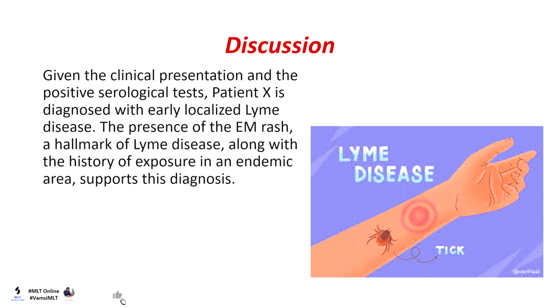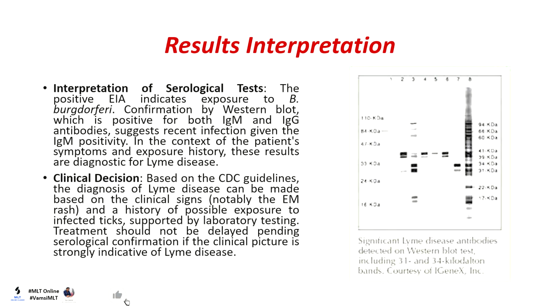The presence of the EM rash, a hallmark of Lyme disease, along with the history of exposure in an endemic area, supports this diagnosis. Interpretation of serological tests. The positive EIA indicates exposure to B. burgdorferi. Confirmation by Western blot, which is positive for both IgM and IgG antibodies, suggests recent infection given the IgM positivity. In the context of the patient's symptoms and exposure history, these results are diagnostic for Lyme disease.